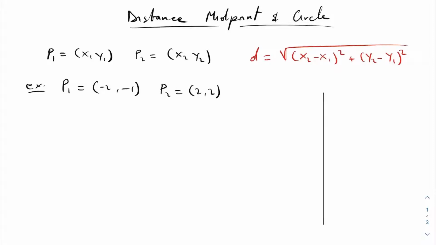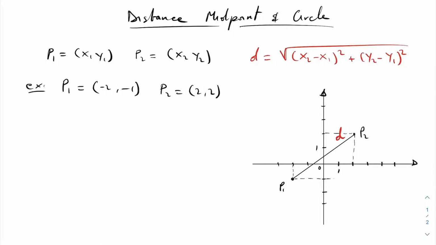All right, so let me put them on a graph here so you can see exactly what's happening. So here I'm going to have the point P1 of coordinate negative 2, negative 1, and then I'm going to have the point P2 right here of coordinate 2, 2. And as you can see here, the line that goes through them is this particular one, and I'm looking for the distance d here of this particular segment.